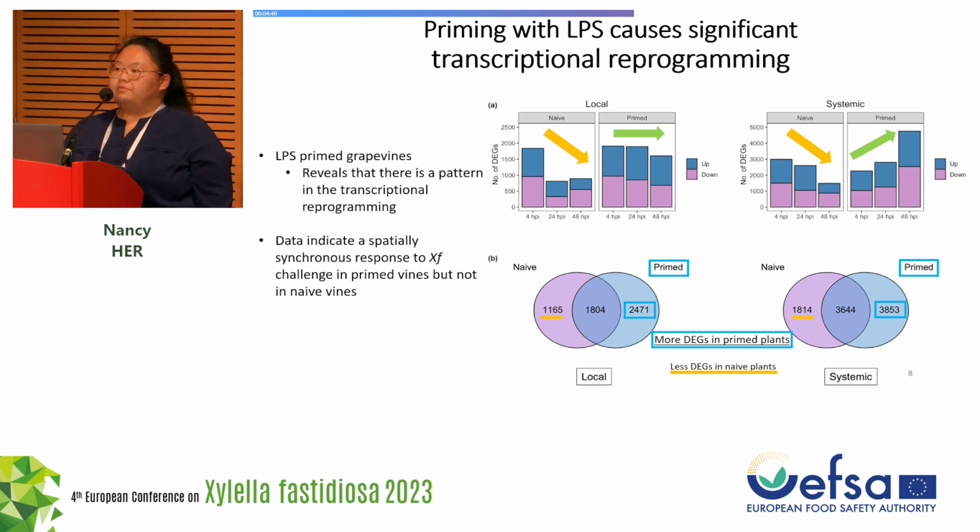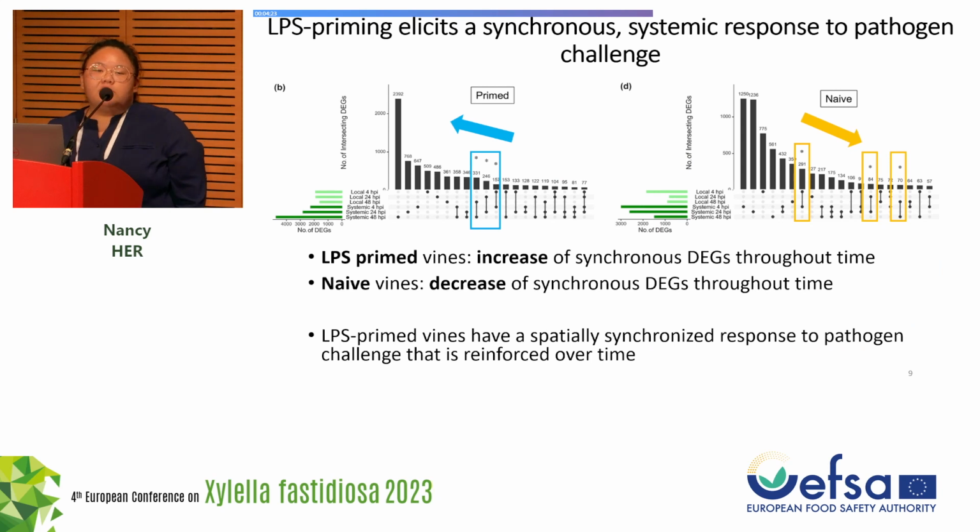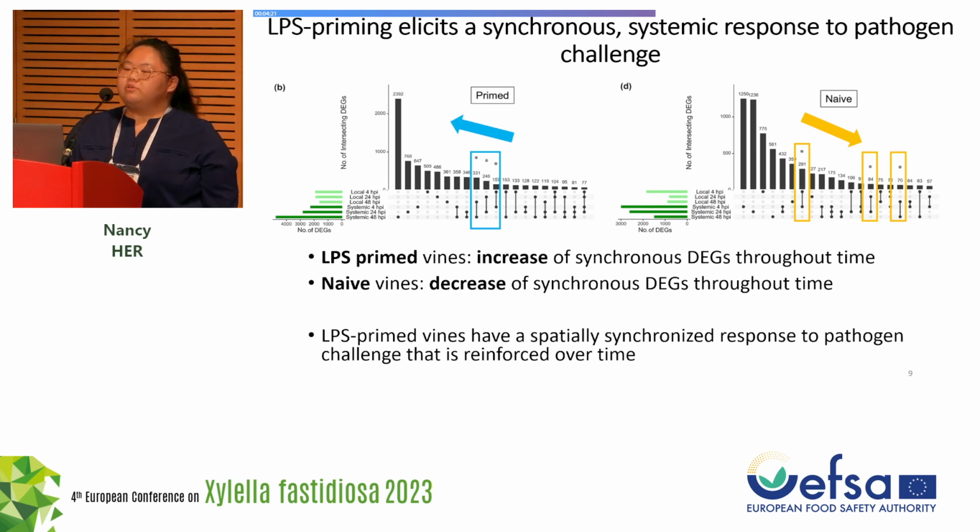If you look down to the Venn diagram, you can see that in the primed plants, in both local and systemic, there are more DEGs compared to the naive. So this data does show a spatially synchronous response to the Xylella challenge in primed vines, but not in naive plants. So we discovered that LPS priming does elicit a synchronous systemic response to pathogen challenge.